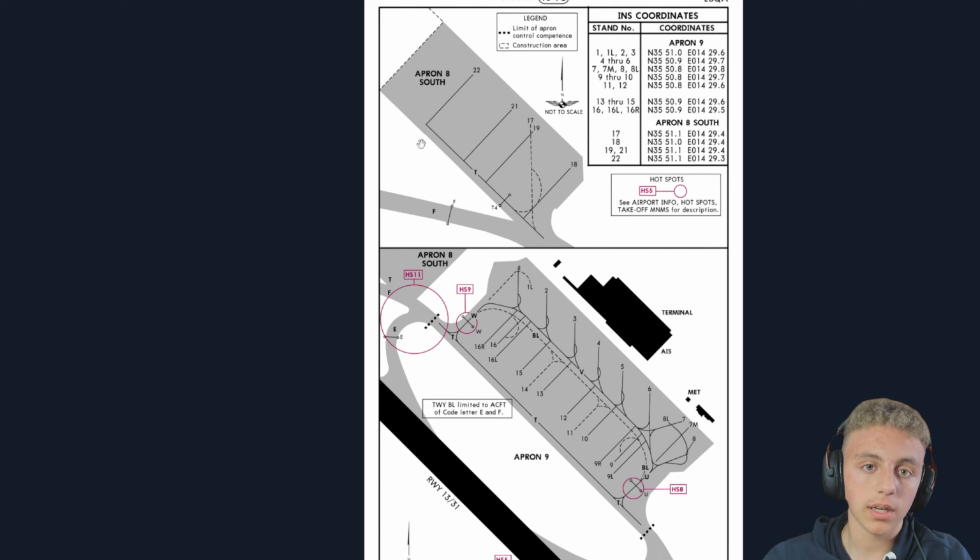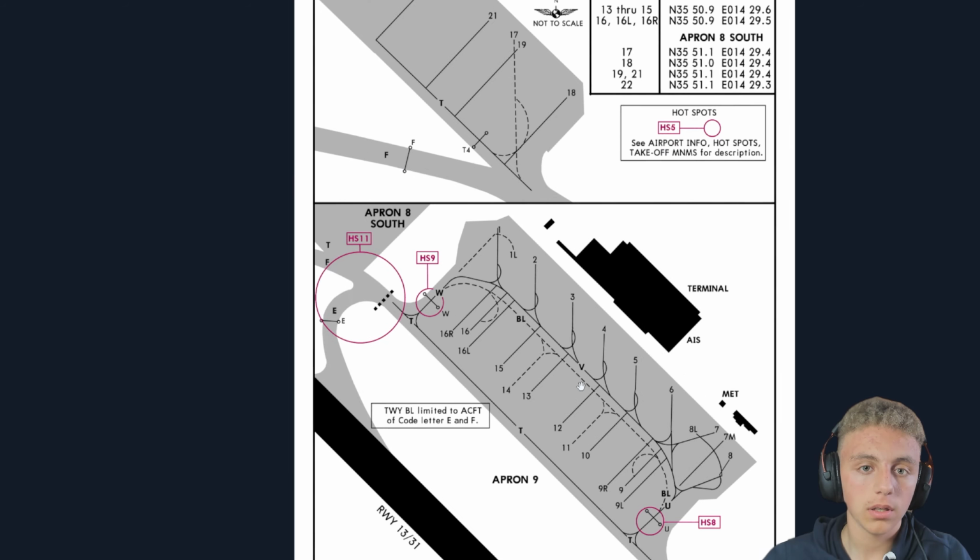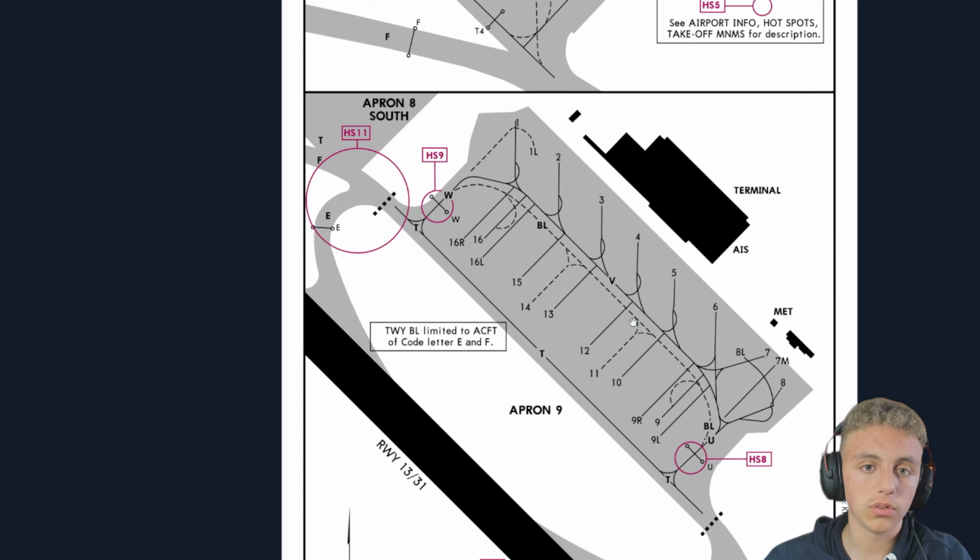Over here I have the legend. Again, it's simple. Here is the construction area. And we have some hotspots that you can see on the takeoff minimums page, which we are going to see next. Here, if we zoom into apron 9, we can see that there is taxiway Victor, taxiway Whiskey, taxiway Tango, etc. And you here have the terminal, AIS, MET over here. You just have a zoomed in view. This is used to find a specific stand, because on the previous chart, you could not see the specific stands that you had at the airport.